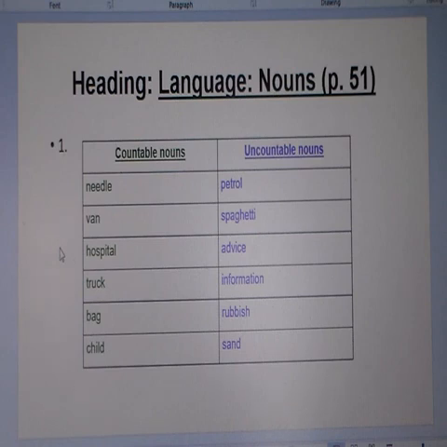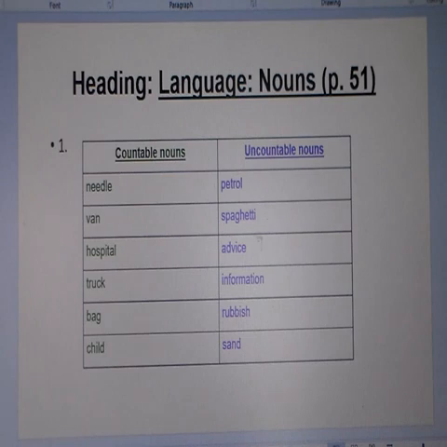Remember, 1 child, but 3 children. Remember the plural there. And then uncountable nouns, these are typically nouns that don't have a singular or a plural form. Remember, you don't say, I'm going to put in lots of petrols in my car. It's just petrol. I'm going to fill up my car with petrol.